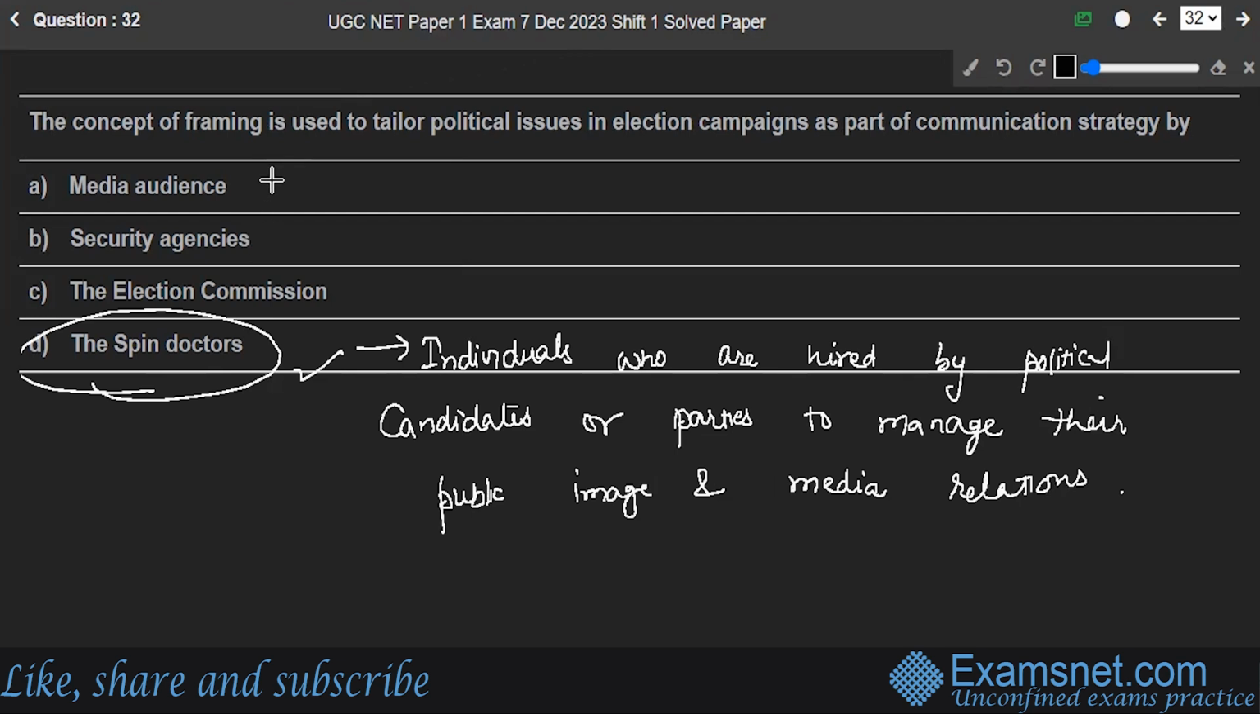If I talk about the media audience, this media audience is not responsible for framing political issues in campaigns. And the security agencies, also the election commission is responsible for overseeing the elections and ensuring that they are conducted fairly. It doesn't frame the political issues in the election campaigns. So you have the option D. This is the right answer to the question. Hope you understood this. Let's move to the next question.